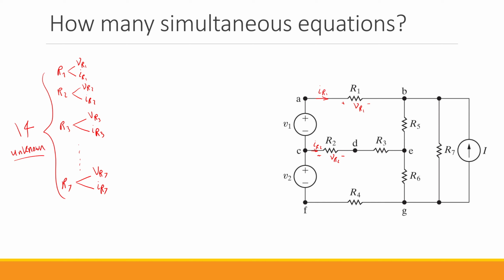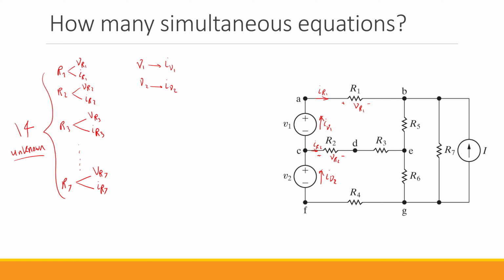So what else is unknown? The other unknown is the current that goes through voltage source 1. So for voltage source 1, we need to know its current. The same is true for voltage source 2 as well. We need to know its current too. So let's just assign this direction from bottom to top. So this is the current that goes through V2.